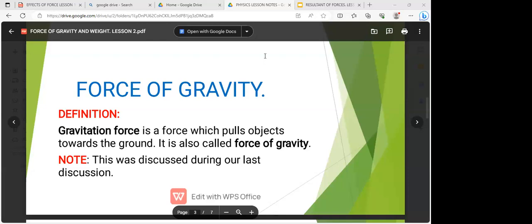In our last discussion, we said it's a non-contact force because it doesn't need to be in contact with another body for it to act. So for it, it's a non-contact force.